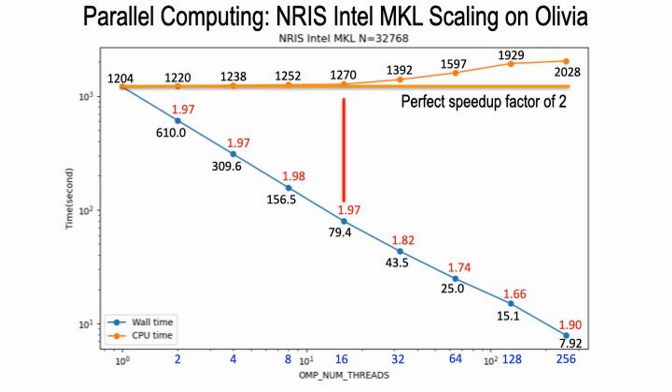We observe a near-perfect speedup up to 16 cores. The scaling analysis shows that a computation taking about 1,204 seconds on a single core is reduced to approximately 79.4 seconds on 16 cores, achieving a speedup of around 15.2. In an ideal scenario with perfect speedup, this would have been 16.